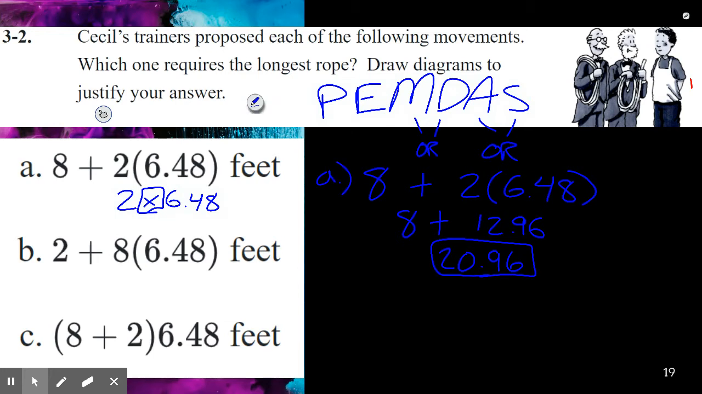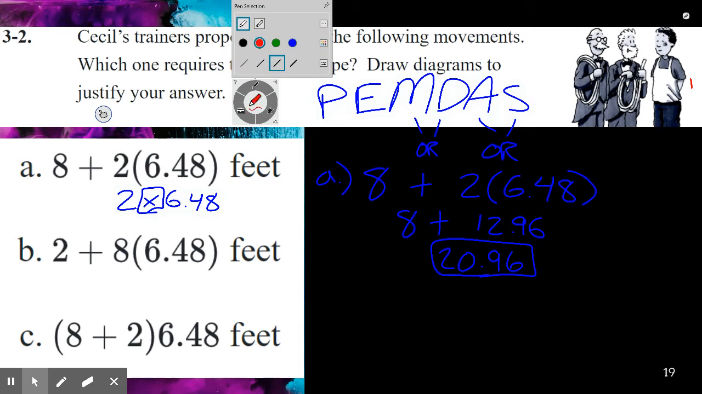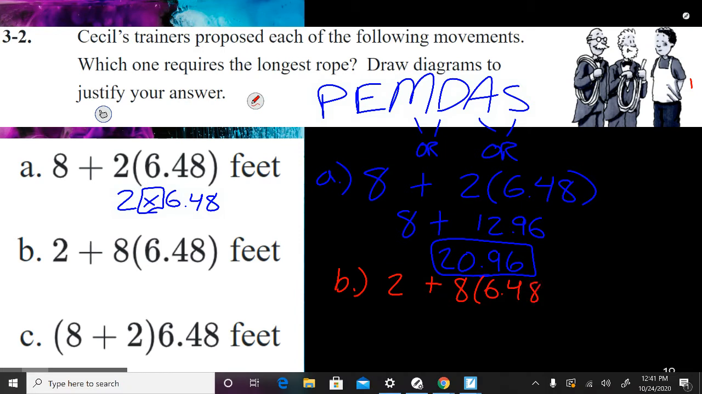So now we're moving on to problem B here. And again, we're going to look for PEMDAS. So we have 2 plus 8, this time on the outside of the parentheses, and then 6.48 on the inside. So we're multiplying first, right? That comes before adding. So we're going to rewrite that 2 plus, and then what 8 times 6.48 would give us. Let's see.